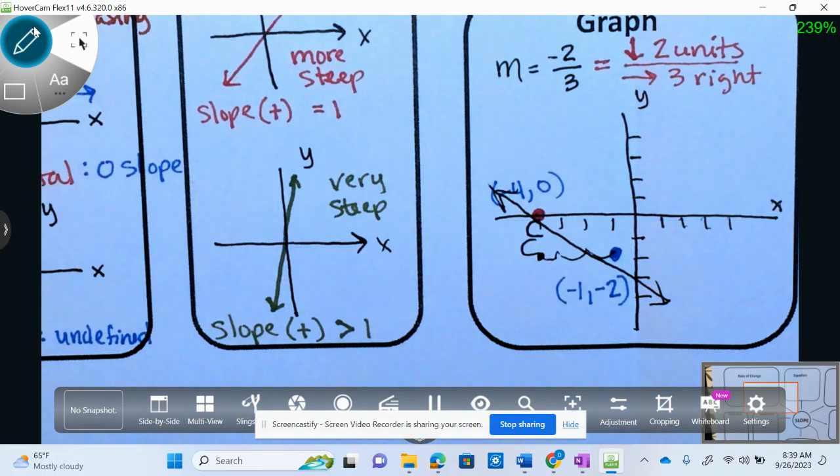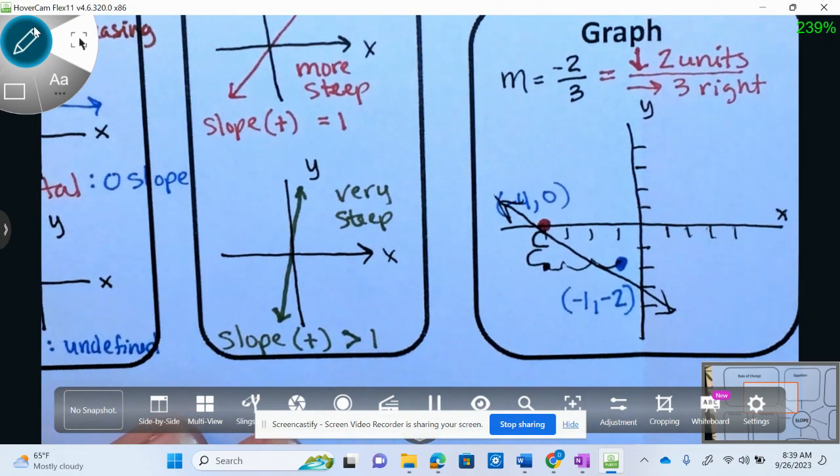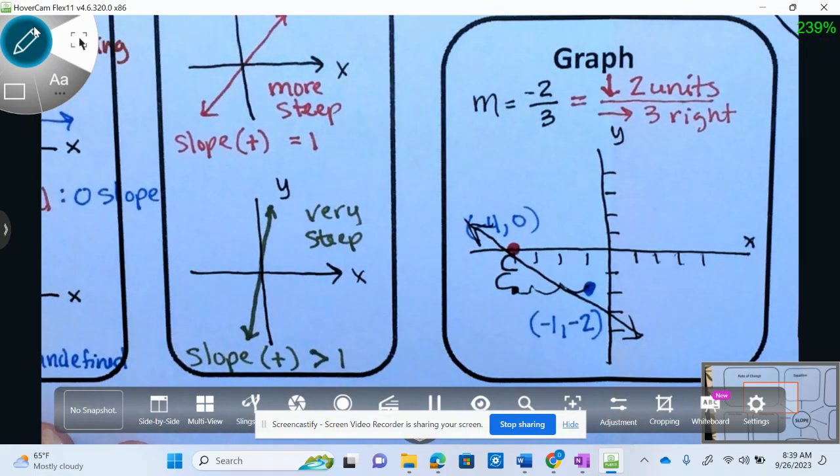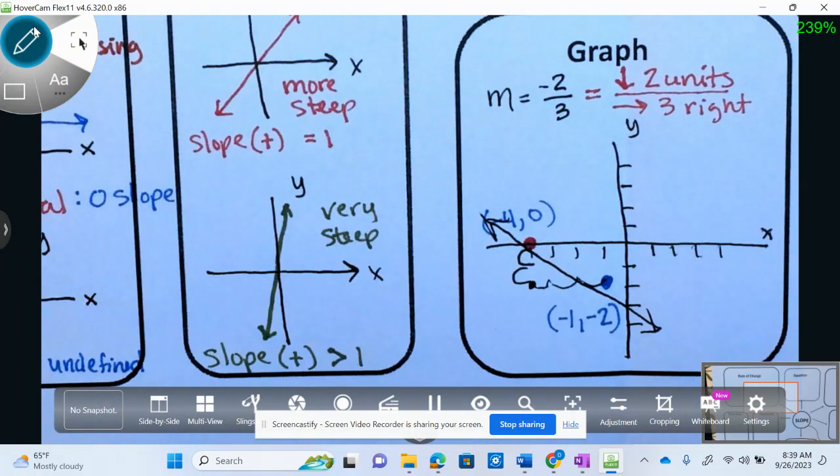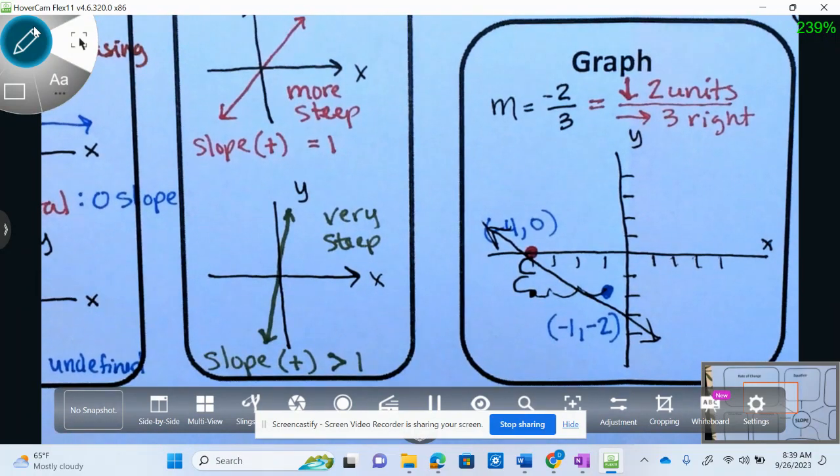Almost done. I know I told you I'd try to give you about 40 minutes. We're going to get about 30 minutes, I think, to work on our test corrections. I want to talk about what the ratio is, how we find it, and then slope between 2 points. Okay.